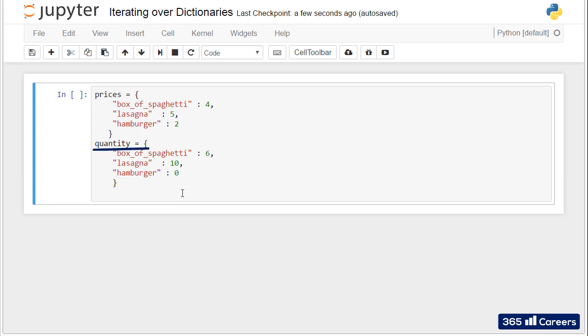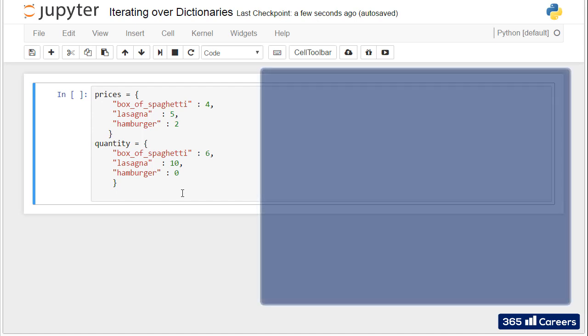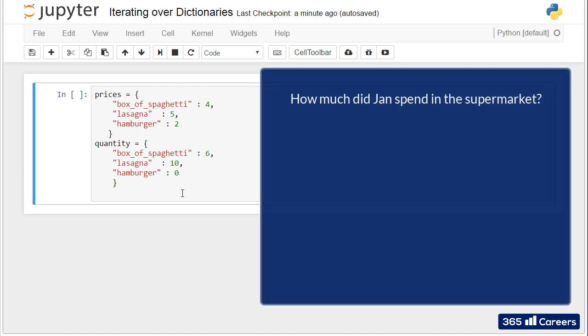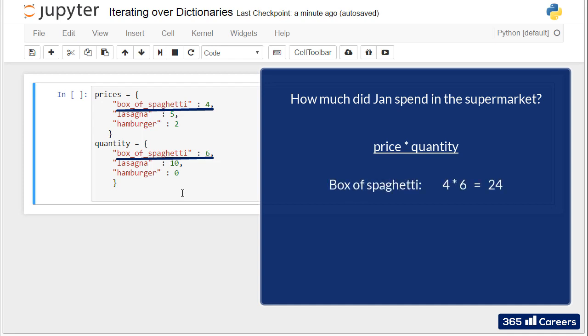Our problem is, how much did Jan spend in the supermarket? Well, it is obvious you'll need to multiply the quantity of each food by its price. You must have noticed our dictionaries have exactly the same keys. We should exploit this. The procedure to go to the box of spaghetti in the first dictionary and take the value of 4, then get the value of 6 from the quantity dictionary, and then multiply those two must be repeated for each food product.